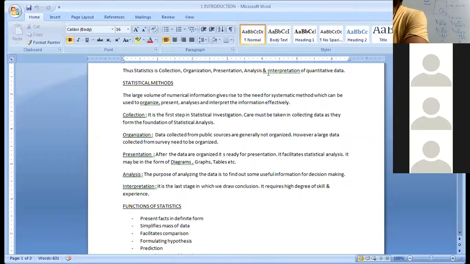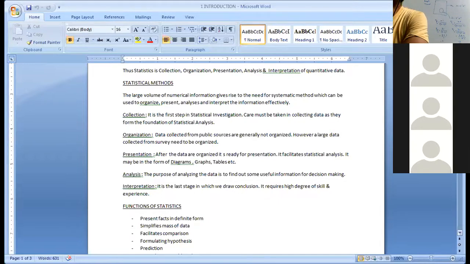So collection is the first step. It is the first step in statistical investigation, and care must be taken in collecting data as they form the foundation of statistical analysis. Then in the data collection chapter, we'll see the details of what is primary data, secondary data, all that we'll see over there. Then organization: the data collected from public sources are generally not organized. However, a large data collected from survey need to be organized. So we have to see how to organize the data.